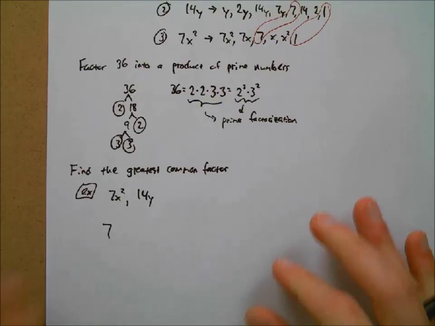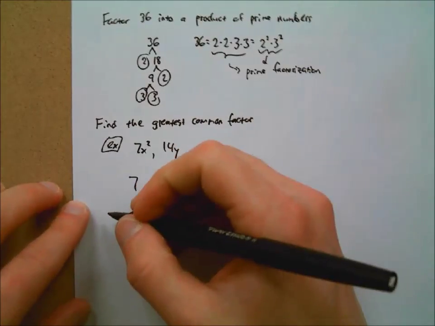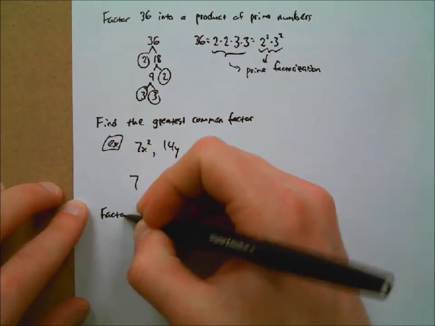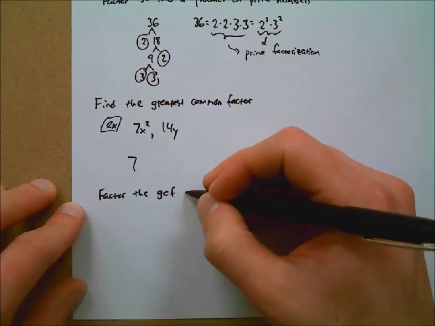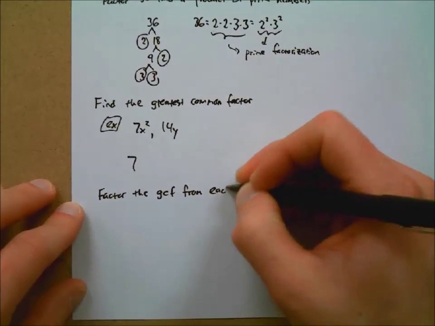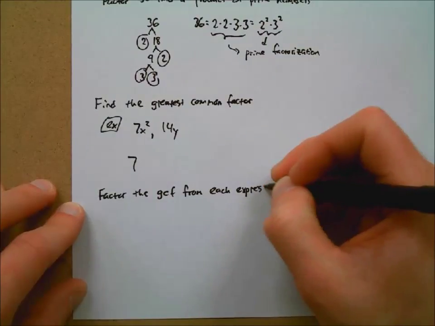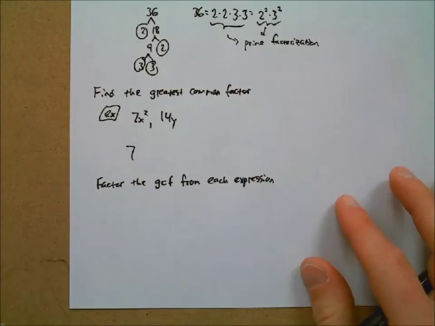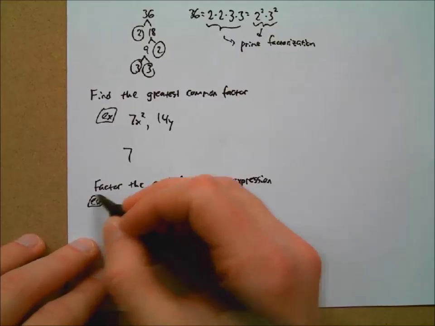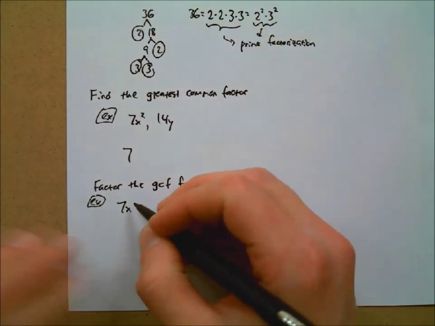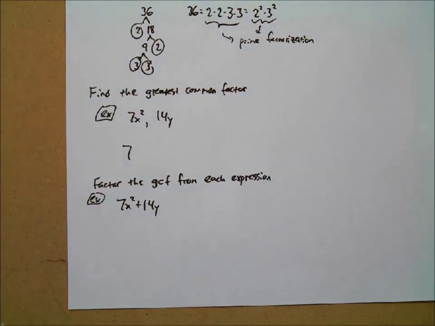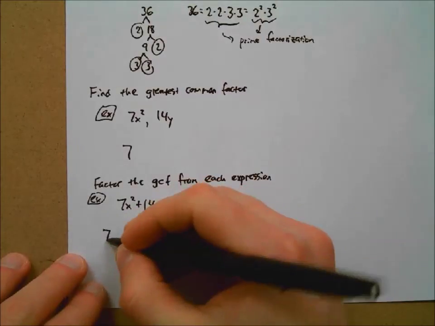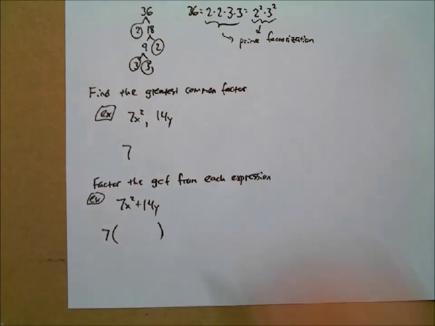Okay, if we instead wanted to factor the GCF from each expression, this is related to what we just talked about. So I'll do it this way. Let's say instead of 7x squared and the 14y being separated, let's say we had them together as a single polynomial. We already know the GCF is 7, so I'm going to take a 7 out from both of these terms. We're going to divide that 7 out.